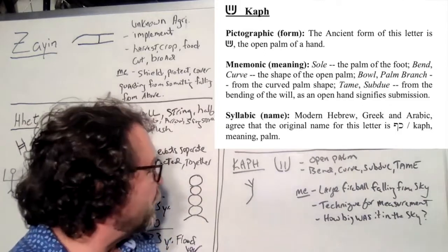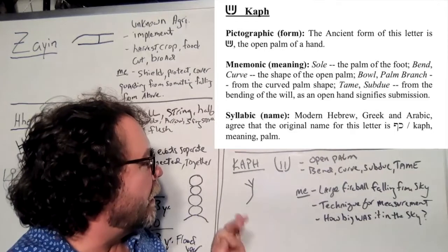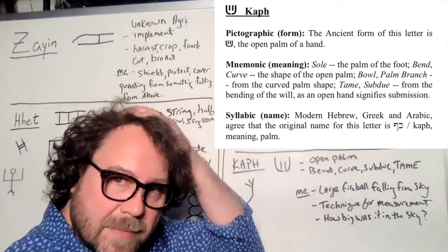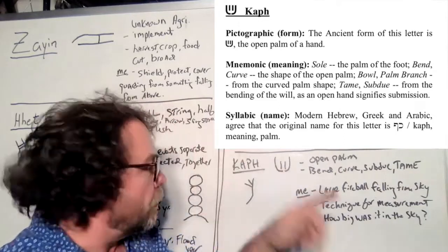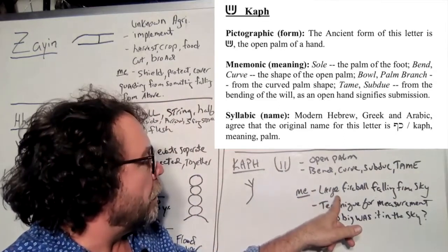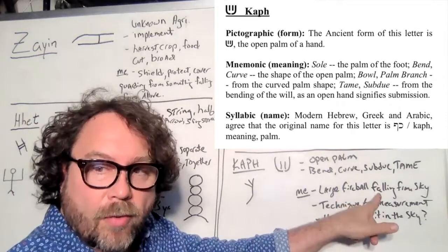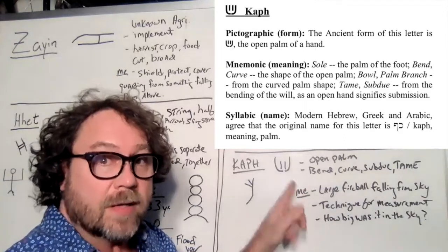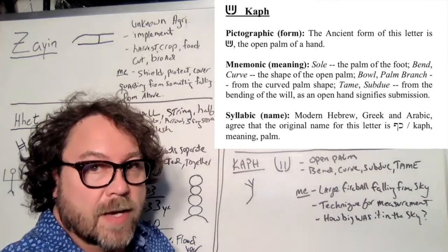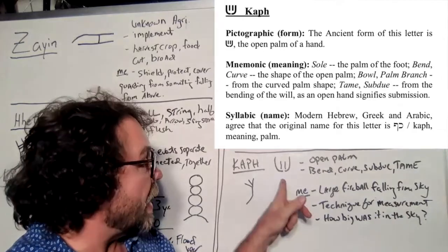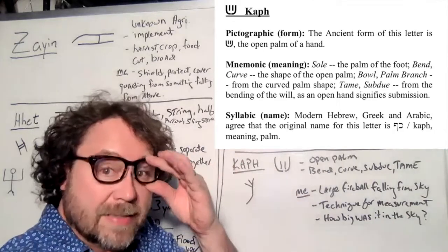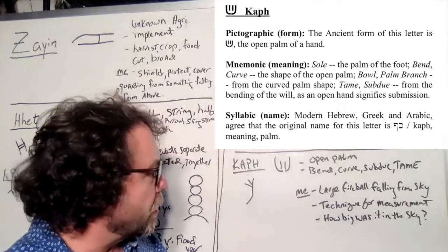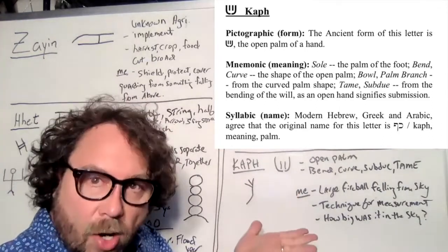Man, you ain't gonna believe this. Okay, here's me thinking in ancient Hebrew. Large fireball falling from the sky. Now you can look up videos of fireballs in the sky, even in recent times, and they look exactly like that. They sure do. So maybe that was something that they saw.